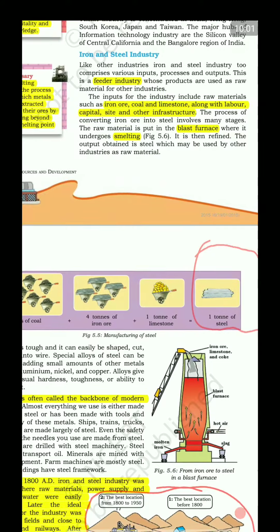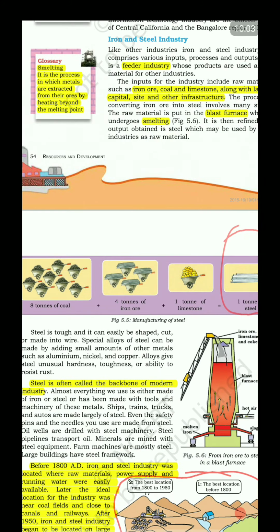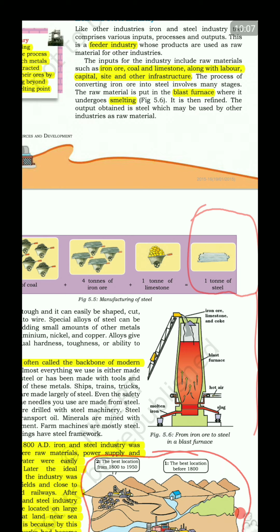Okay, so here you can see 8 tons of coal plus 4 tons of iron ore plus 1 ton of limestone gives 1 ton of steel. So that is the ratio. Coal is 8, 4 is iron, and 1 is your limestone.